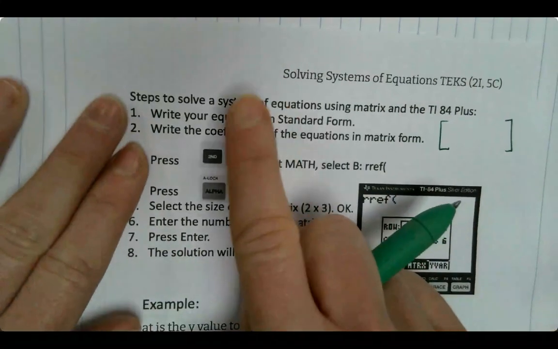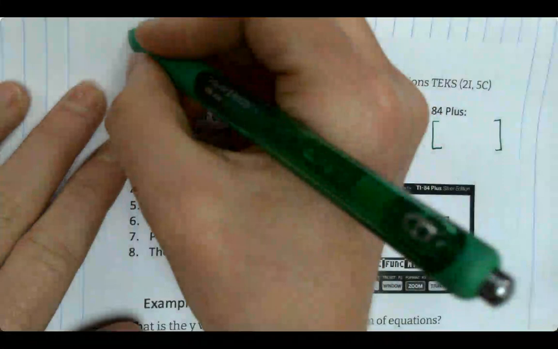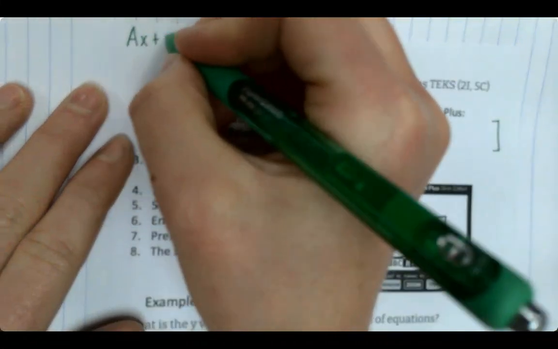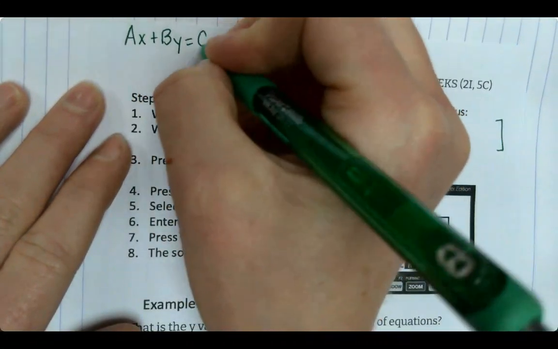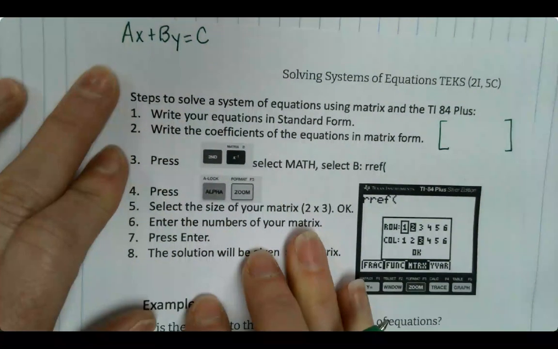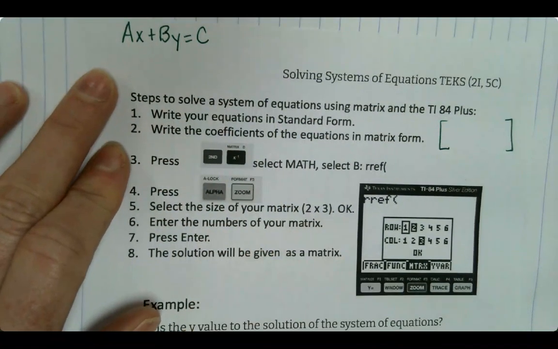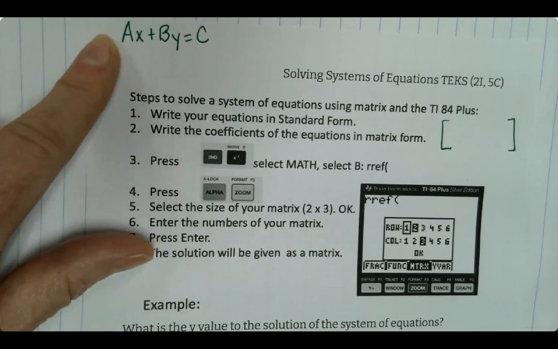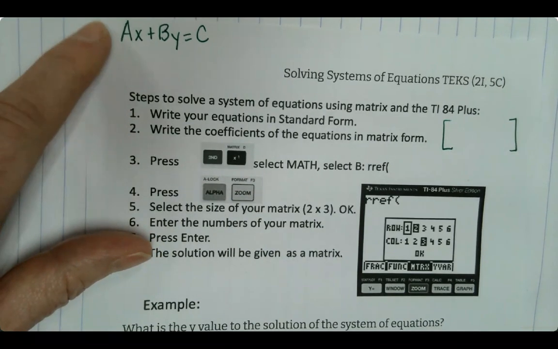The reason we would do this is if we have a system of equations written in standard form. That's your standard form. If they're written in y equals form, you can just graph them and find where they intersect. But if at least one of them is in standard form, I would do the matrix method.